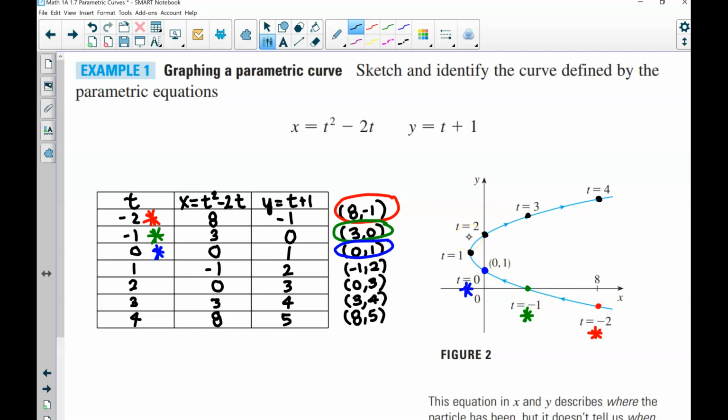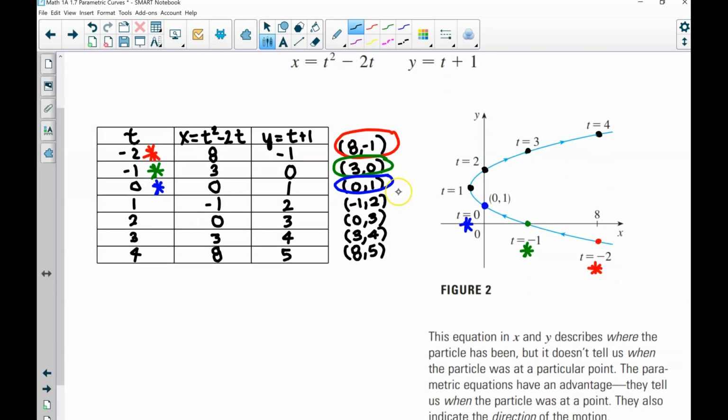Now, it also appears in the figure that the curve traced out by the particle may be a parabola, and this can be confirmed by eliminating the parameter as follows. So let's go ahead and eliminate the parameter.